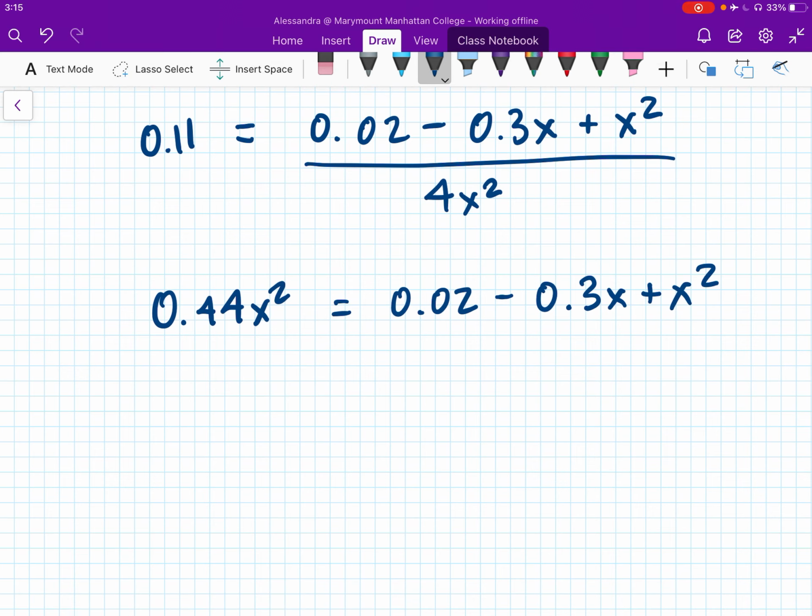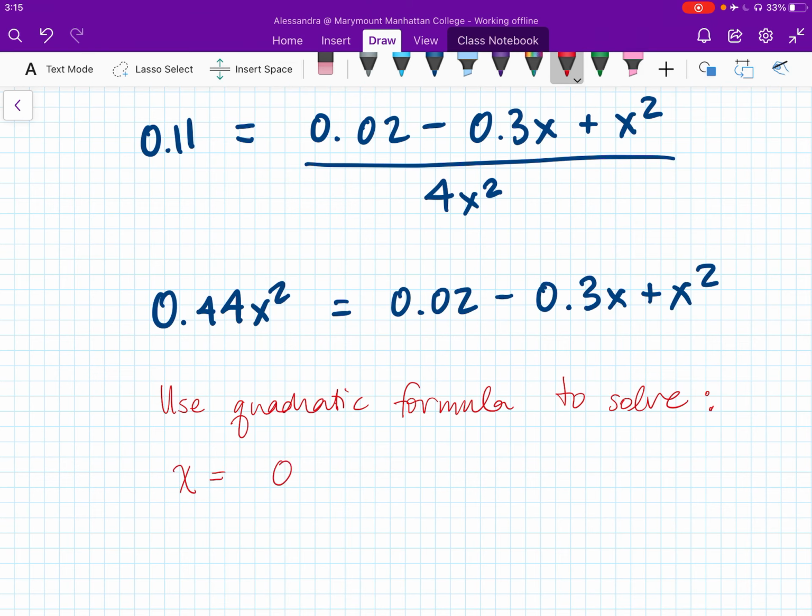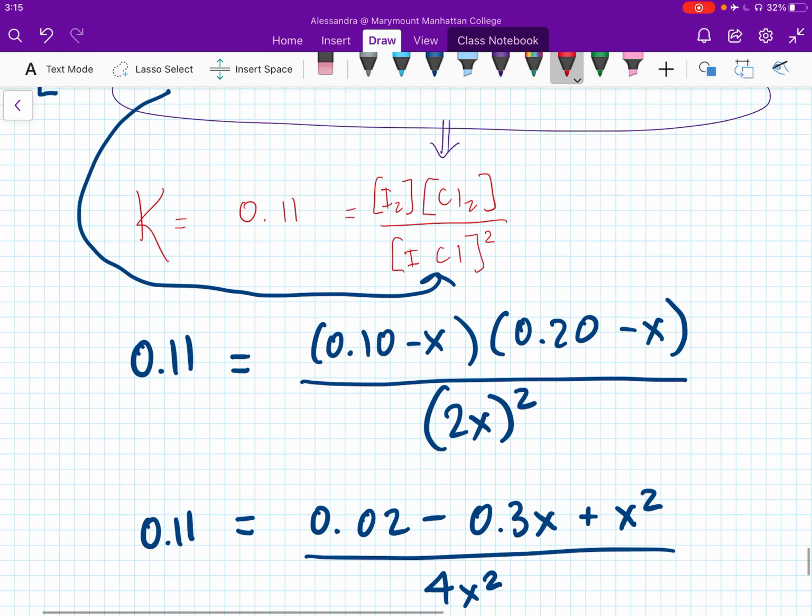Okay. Now you can use a quadratic solver if you want. I don't care how you solve the quadratic. But once you use the quadratic formula to solve, after you simplify this, you should get 2 roots. So in this particular case, x can be equal to 0.46 or 0.078. Now, in this case, one of the answers is going to make sense and one of the answers is not going to make sense. So let's go back and look at our equilibrium concentrations to see which answer makes sense.